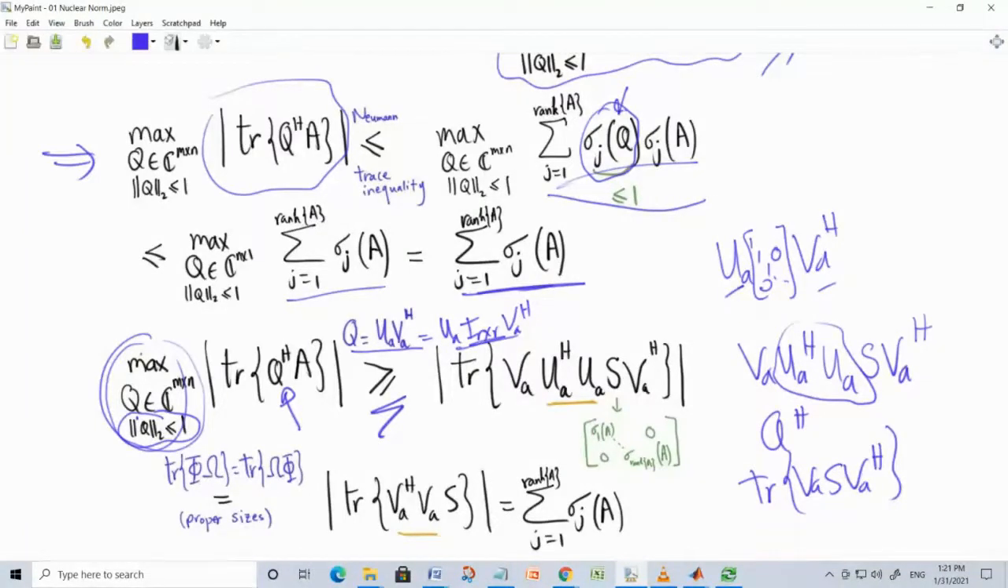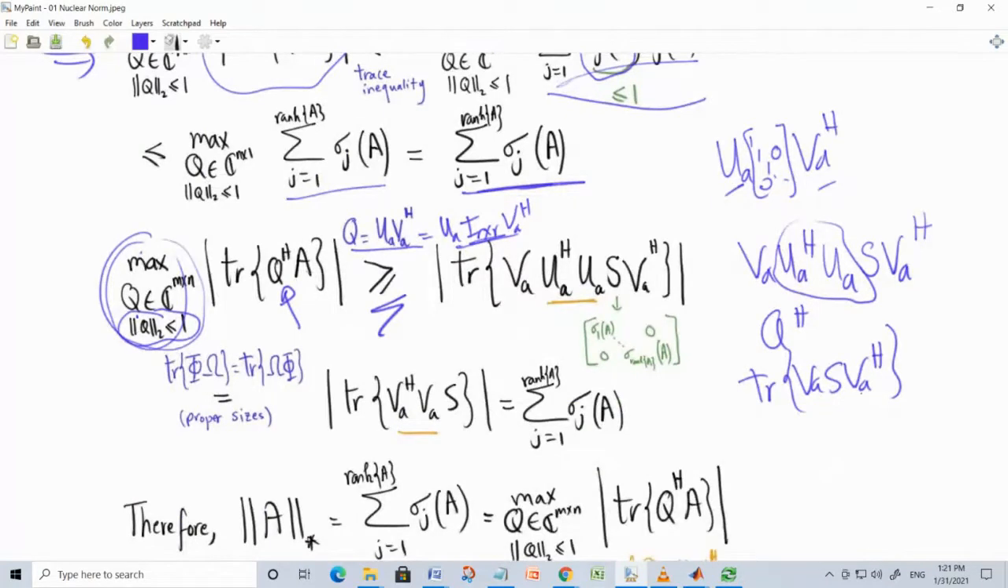Now we know that the trace of... suppose that you have two matrices, one of them is K by L and the other is L by K. Then the trace of the product, you can basically swap the two matrices, you will get the same trace. So we can simply move this to the other side. So this is equal to the trace of VA Hermitian VA S.